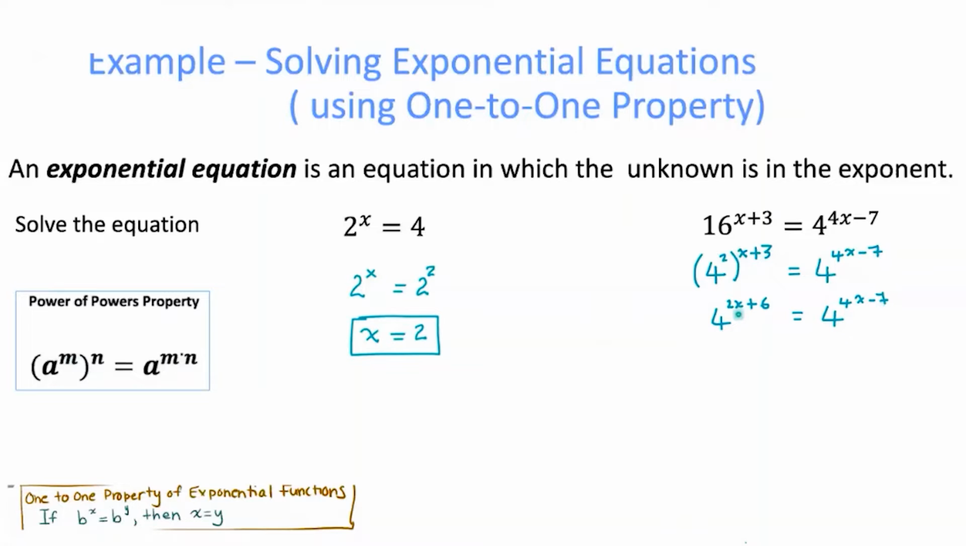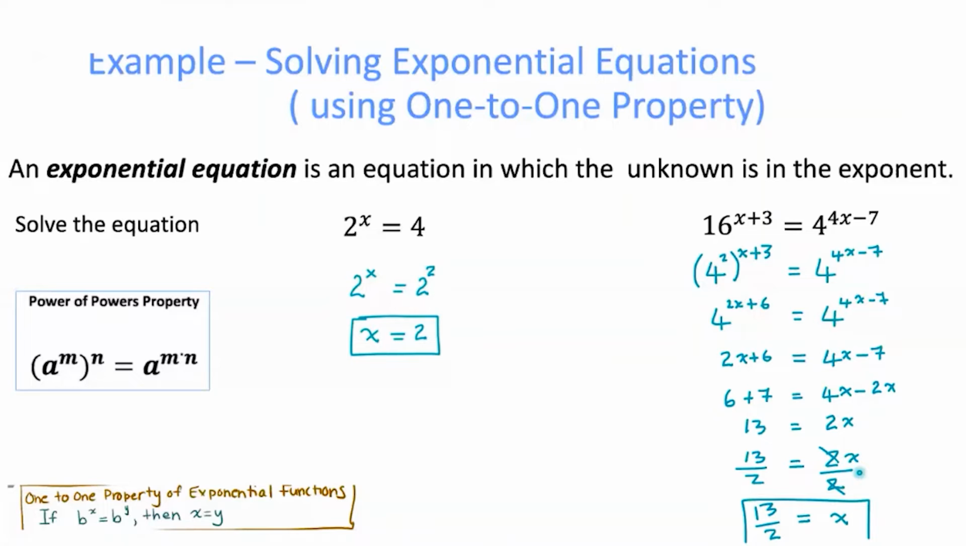Now our base is the same on both sides. Yes. So if the bases are the same, then the exponents are equal. So since our bases are the same, our powers, our exponents are equal. So 2x plus 6 is equal to 4x minus 7. And you will remember solving equations, we try to get our variables or the unknown on one side of the equation. So let's add 7 to both sides and then subtract 2x from both sides. So we'll end up with 2x equals 13. And because we want the x alone, we divide both sides by 2. So we end up with x is 13 over 2.